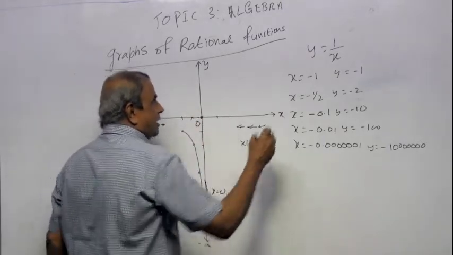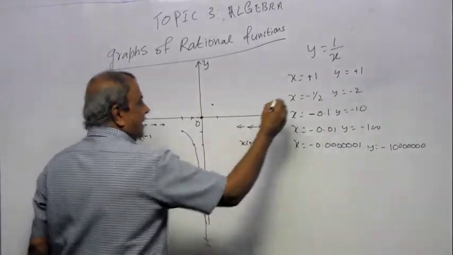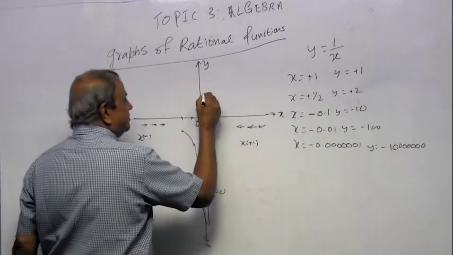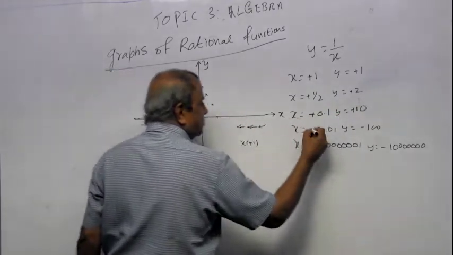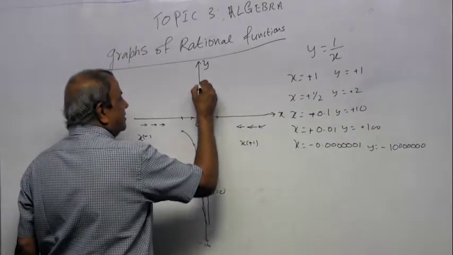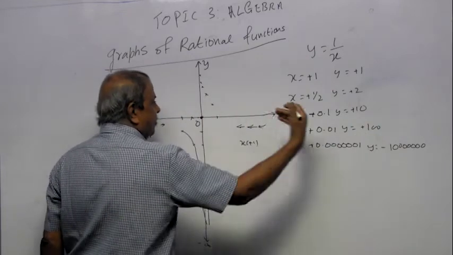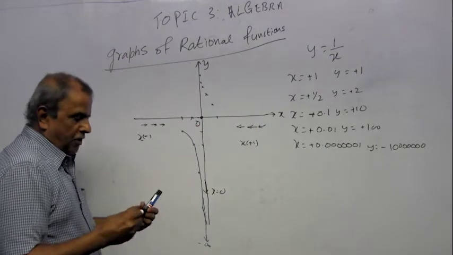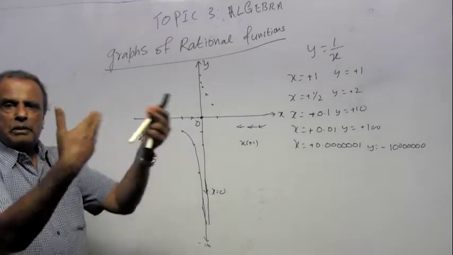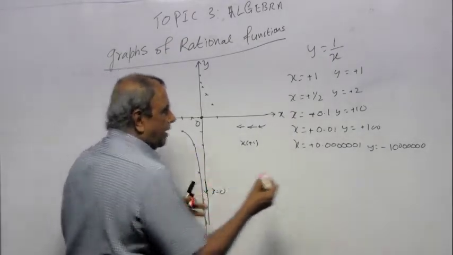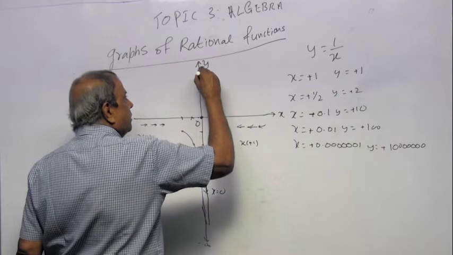When x is 1, now I'm going to make it plus 1. y is 1. x is plus half, y is plus 2. x is plus 0.1, y is plus 10. x is plus 0.01, y is plus 100. x is plus 0.00001, y, that's what you see, that as the values of x approach x equal to 0 from the positive side, the values of y will keep on increasing. So the graph seems to go up and up and up.